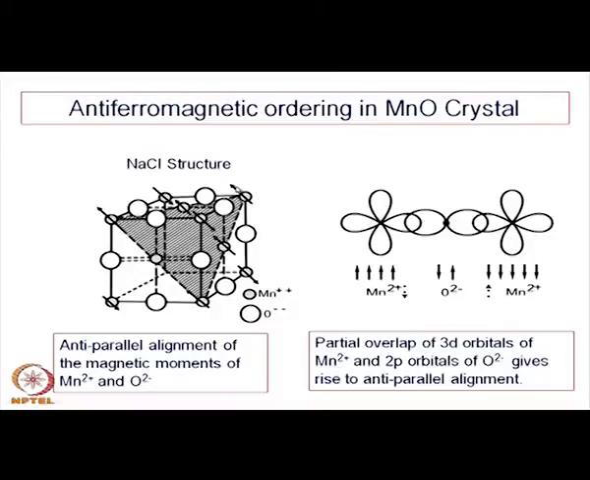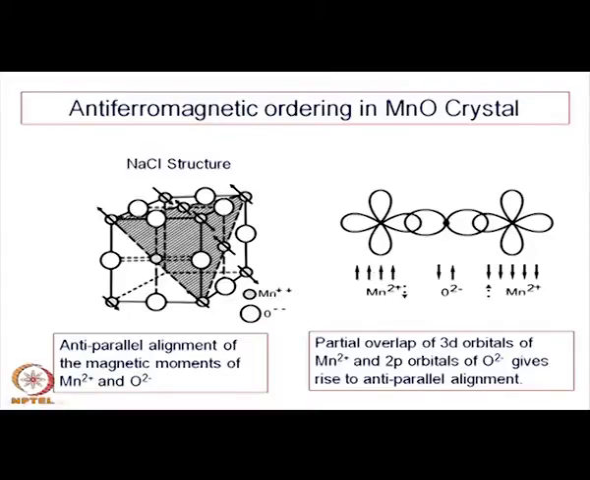Using the so called Hund's rule, we can find that each manganese ion has a strong magnetic moment. Each manganese ion has a strong positive magnetic moment, and therefore they all have a certain amount of magnetic moment.